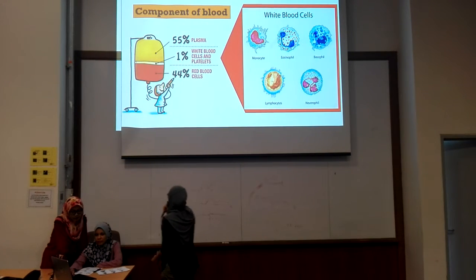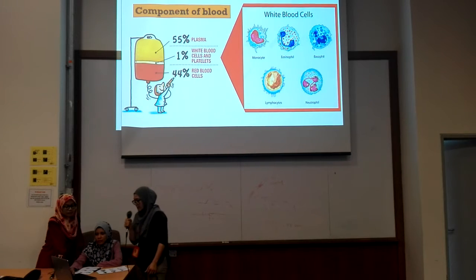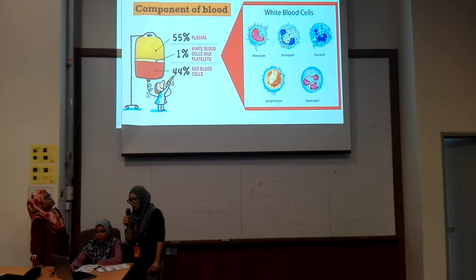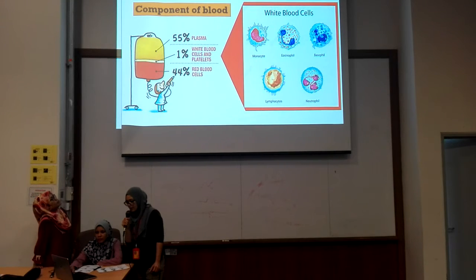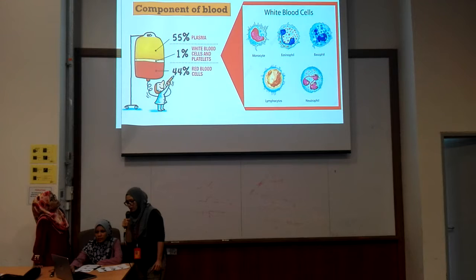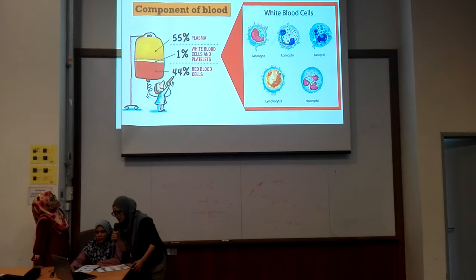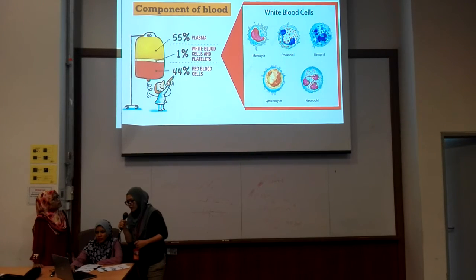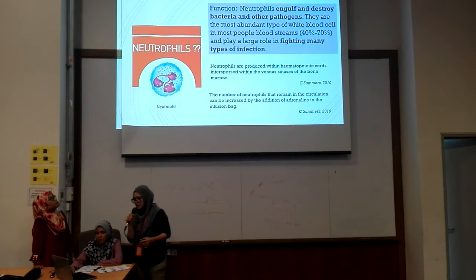But before that, we go to component of blood. Our blood consists of 55% of plasma, 1% of white blood cell and platelet, and 44% of red blood cell. So for white blood cell, we consist of 5 types, which is monocyte, eosinophil, basophil, lymphocyte, and neutrophil. So in this topic, we will discuss about neutrophil.